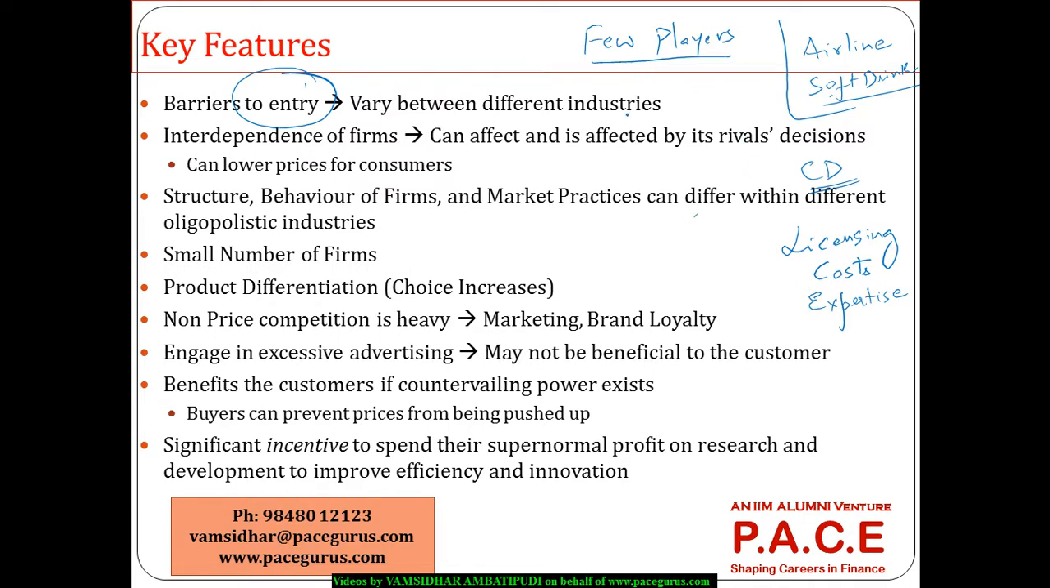But how many barriers there are, and the extent of the barriers, differ between different kinds of industries. You can visualize something like a soft drink industry or an airline industry, where you can make a better comparison. And one interesting key feature of those kinds of businesses is that they are not independent. Even if there are 10 different top players in that business, we see that they are completely interdependent.